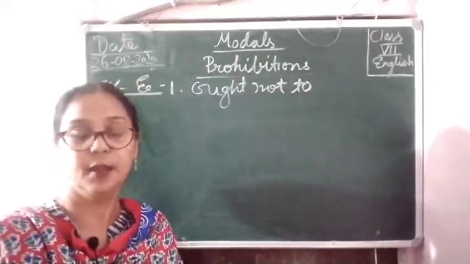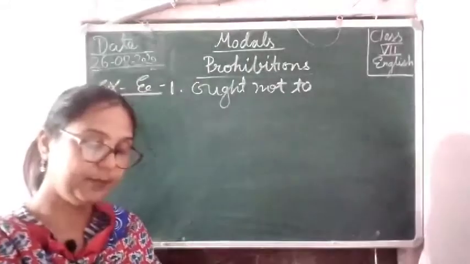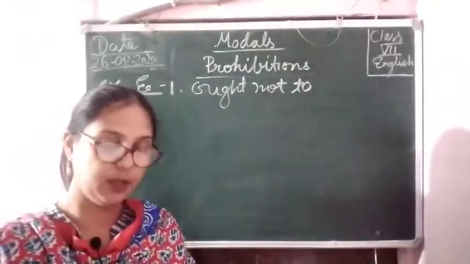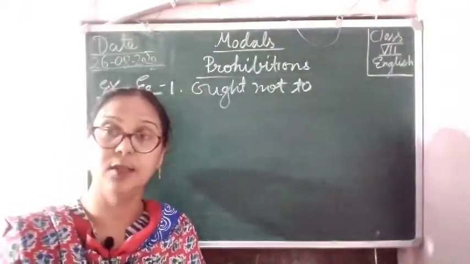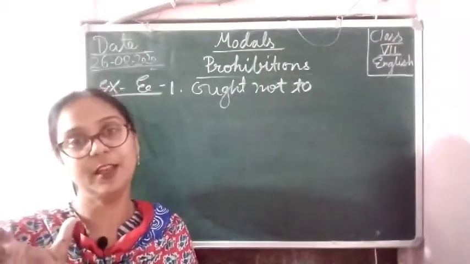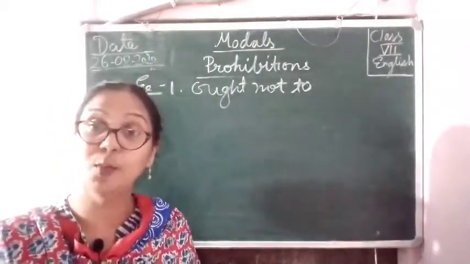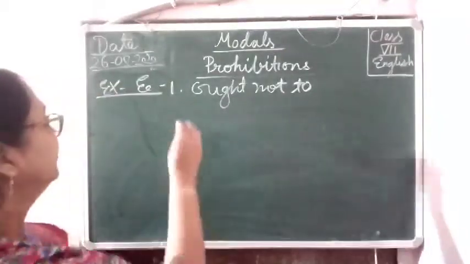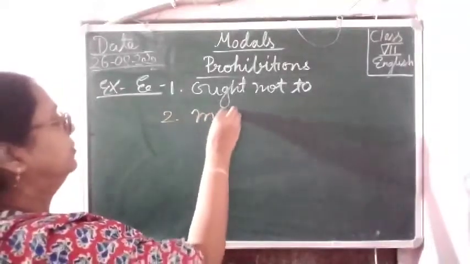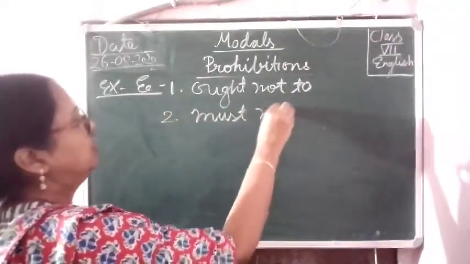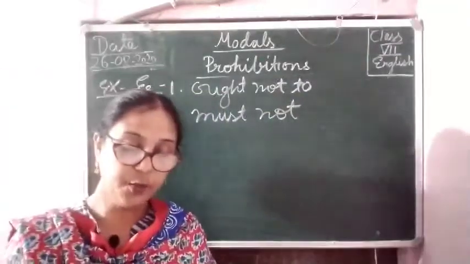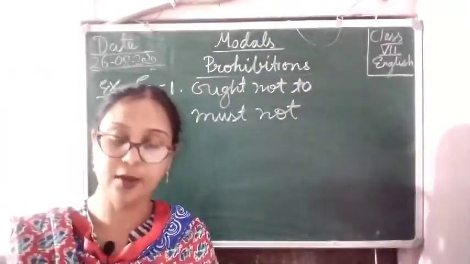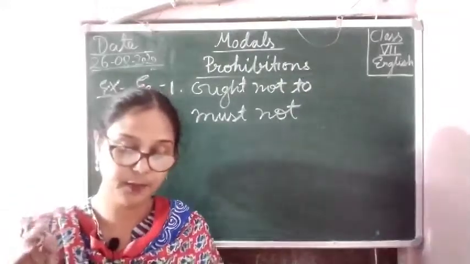So you ought not to tell lies to your elders. Now second, we dash talk on the mobile while crossing the road, and it is given in the bracket rule. So you must not. Must not. So you must not talk on the mobile while crossing the road.